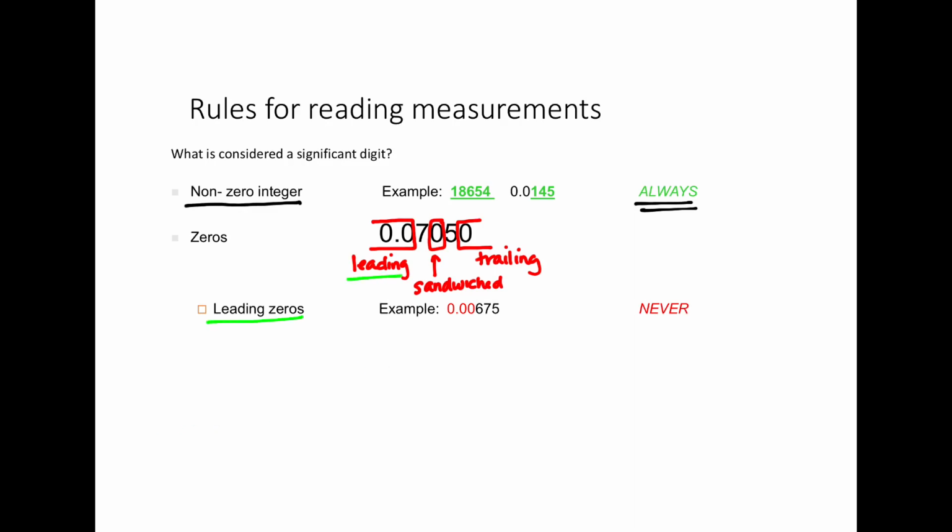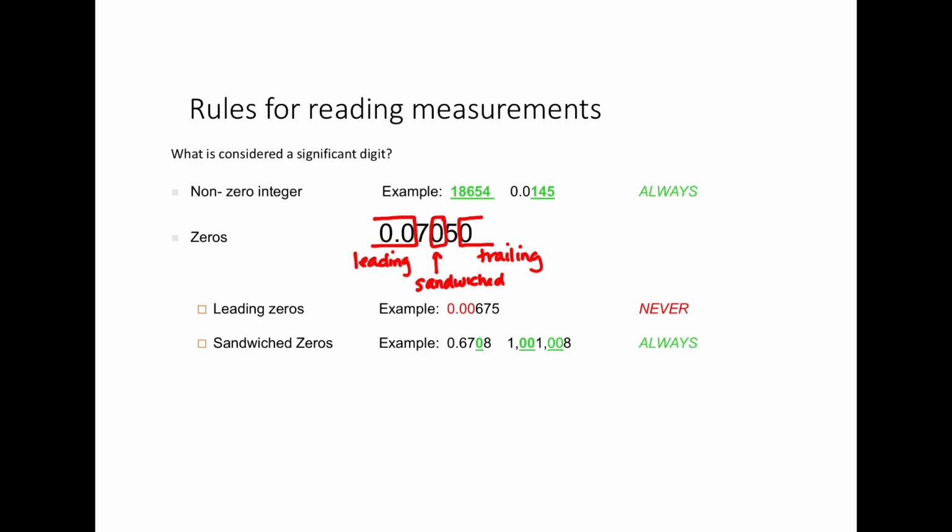Now, leading zeros only exist to make a number smaller, and so they aren't actually measured, and therefore they are never going to be significant. So when we look at our example here, it has 3 numbers that are non-zero, so we know it has at least 3 significant figures. And when we consider the zeros, they are all leading zeros. None of them are significant, and so this number only has 3 sig figs, just the ones that came from the non-zero numbers.